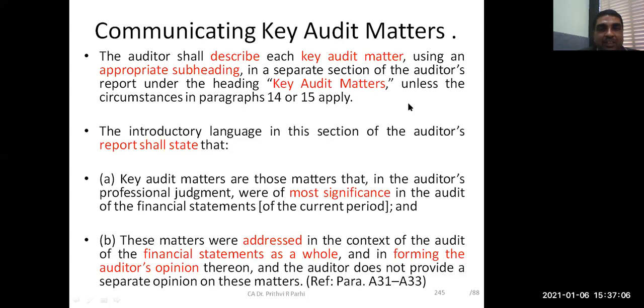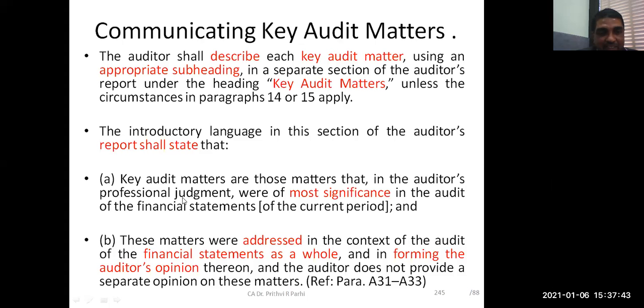Yeah. This is the concept of communicating key audit matters in the auditor's report. As you can see, auditors describe each key audit matter using an appropriate subheading. Heading as well as subheading was there, in a separate section of the auditor's report under the heading Key Audit Matters. Then the standard says the introductory language of this section of the audit report shall state what it shall state.